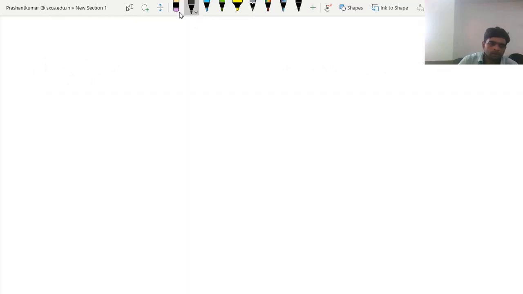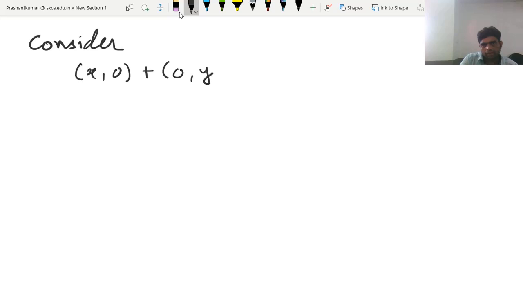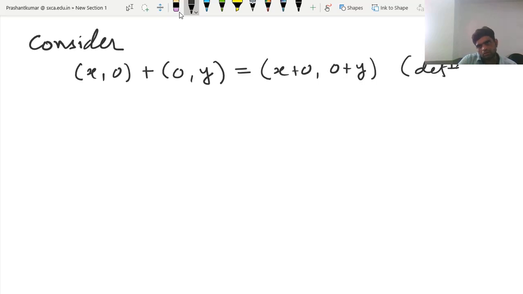Let us consider the ordered pair x comma 0 plus the ordered pair 0 comma y. That we can write as x plus 0, 0 plus y, by the definition of addition. This we can write as x comma y.